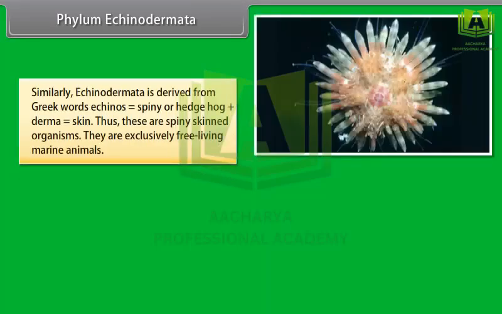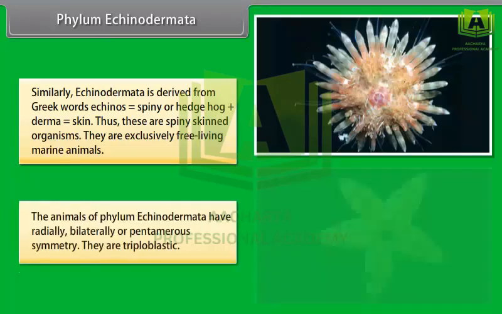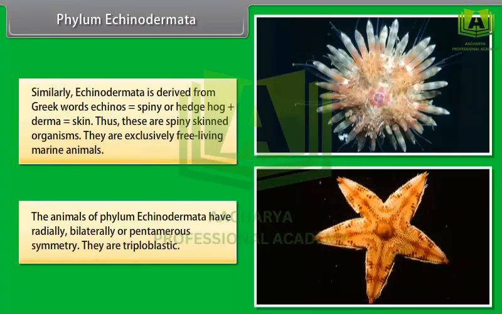Phylum Echinodermata. Similarly, Echinodermata is derived from the Greek words echinos, which is spiny or hedgehog, plus derma, which is skin. Thus, these are spiny-skinned organisms. They are exclusively free-living marine animals. The animals of phylum Echinodermata have radial, bilateral, or pentamerous symmetry.